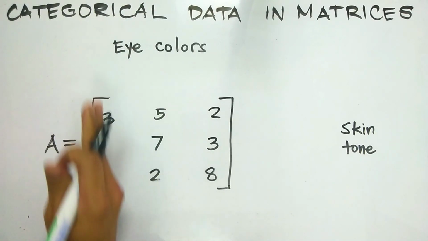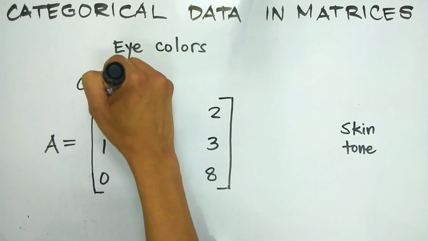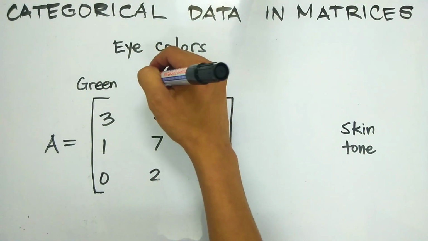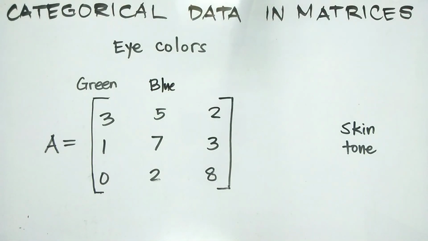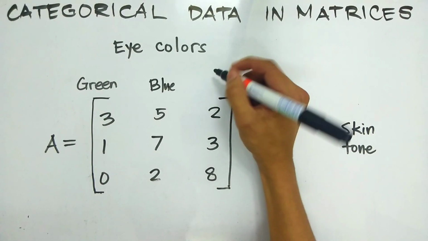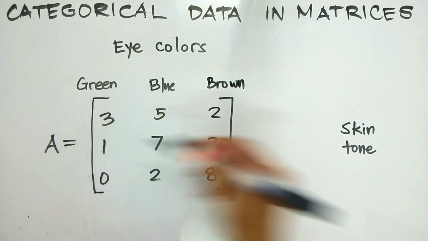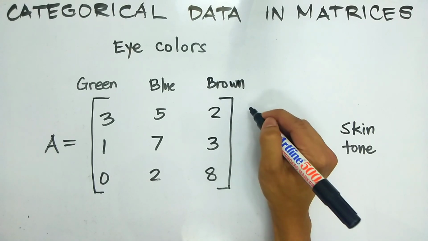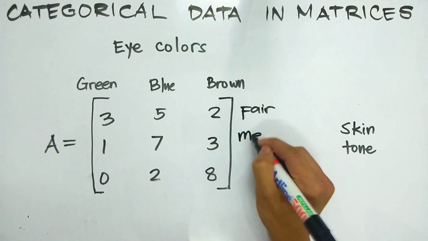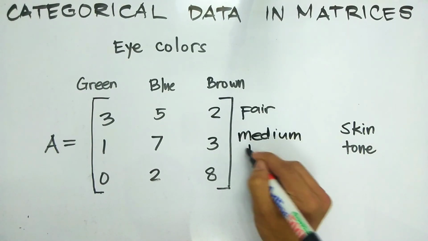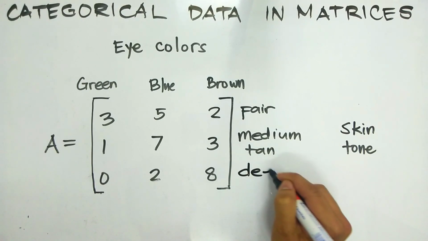So for the first column, these are the students which have green eyes. The second column, the students with blue eyes. And the third column represents the students which have brown eyes. For the first row, these are the students which have a fair skin tone. The second row represents students with medium tan. And the third row represents students with the deep tan skin tone.